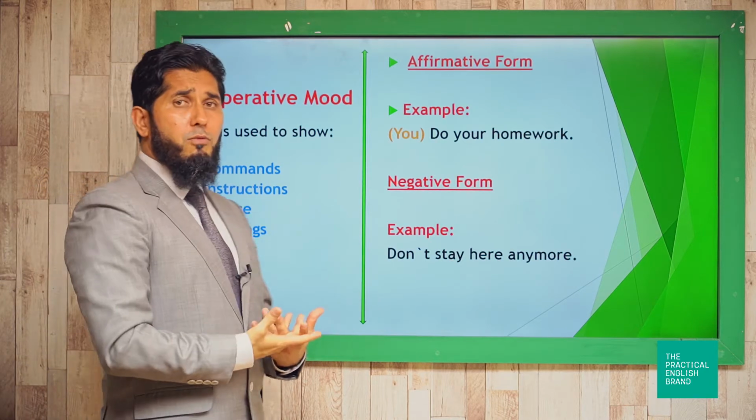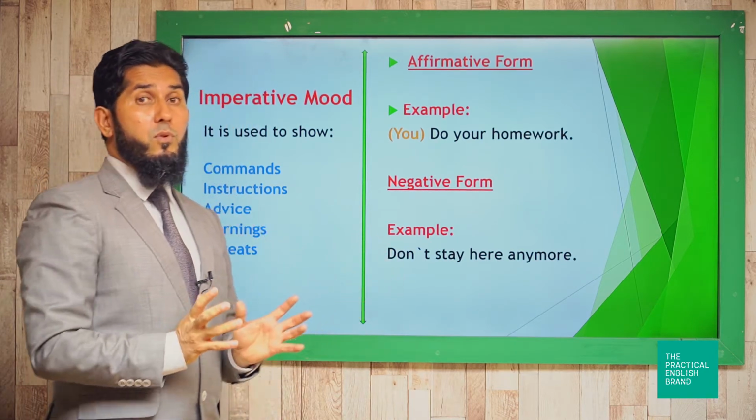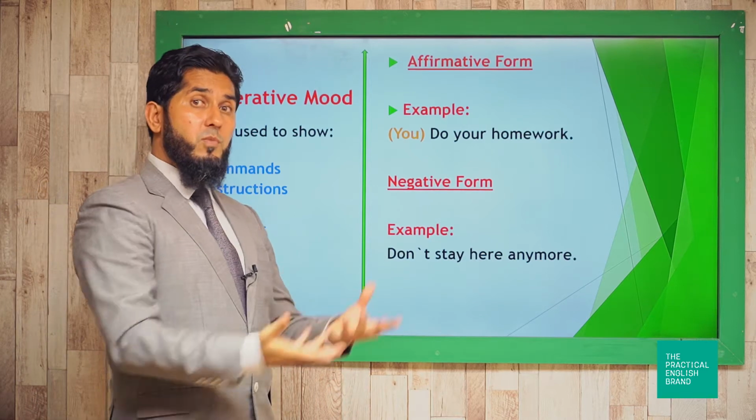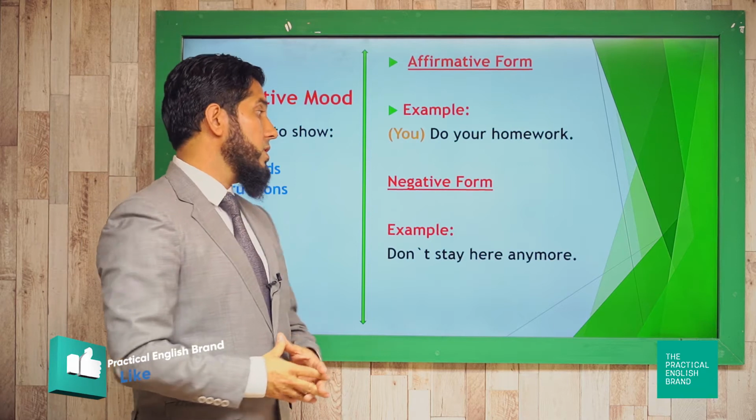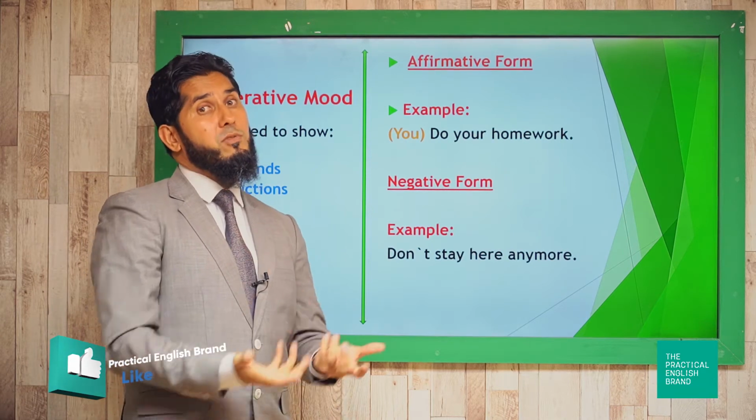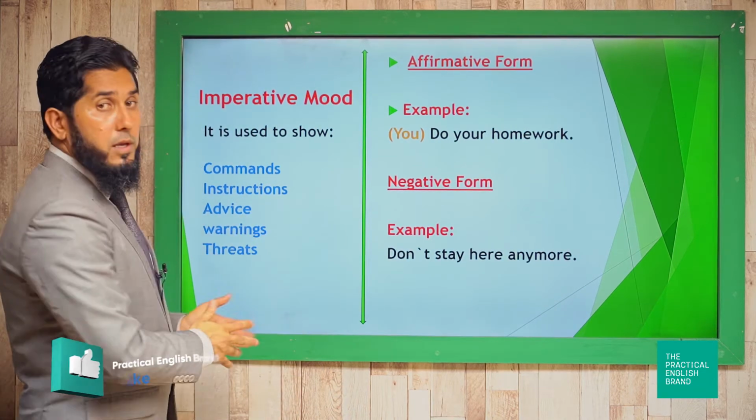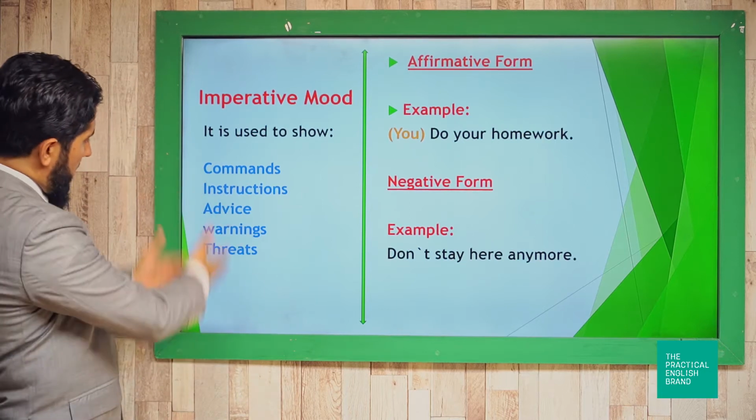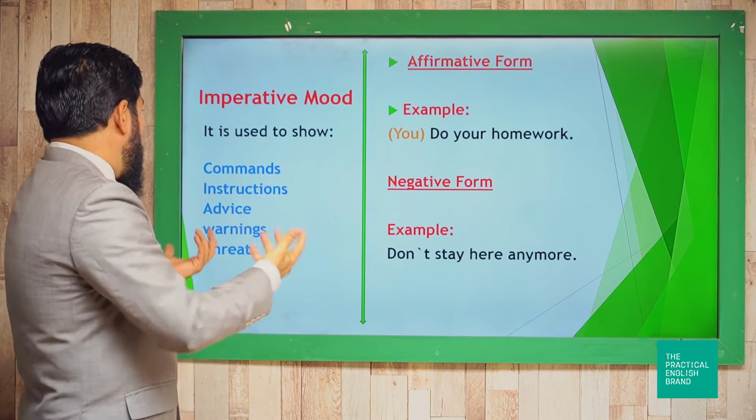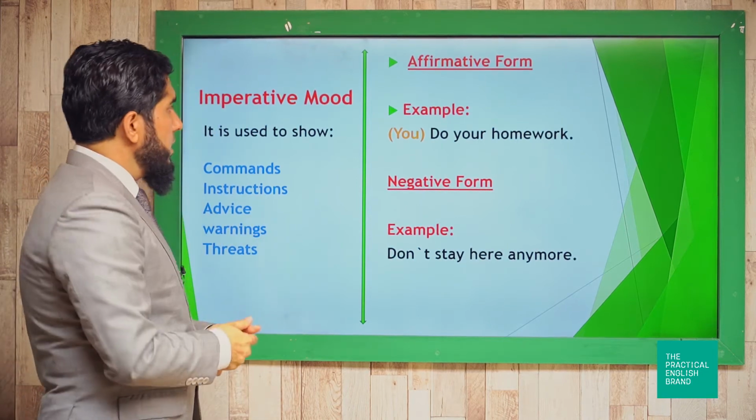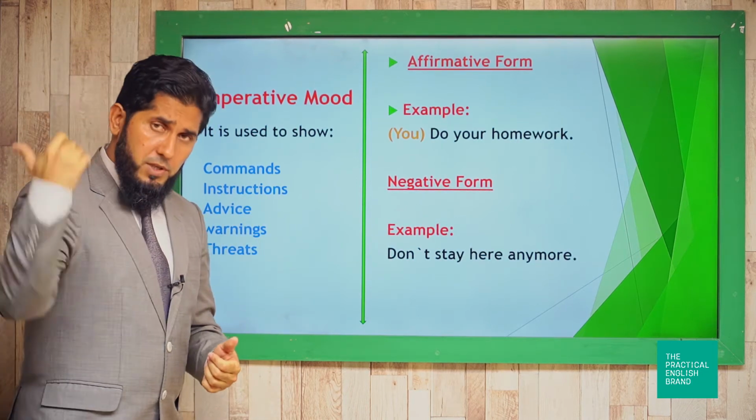It could be, for example, advice. It's not a good idea for you. It's not advisable for you to stay here. Or it could be a kind of threat. It could be a kind of warning. Don't stay here anymore. If you stay here, it's dangerous for you. So again, I proved that we can use it for all these purposes. So now the next mode, please go to the next slide.